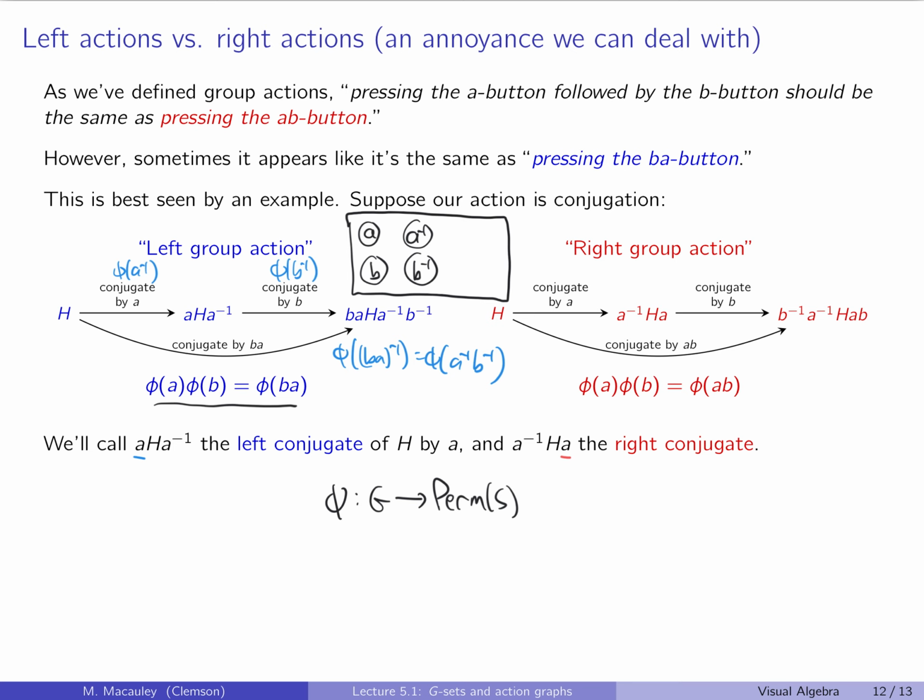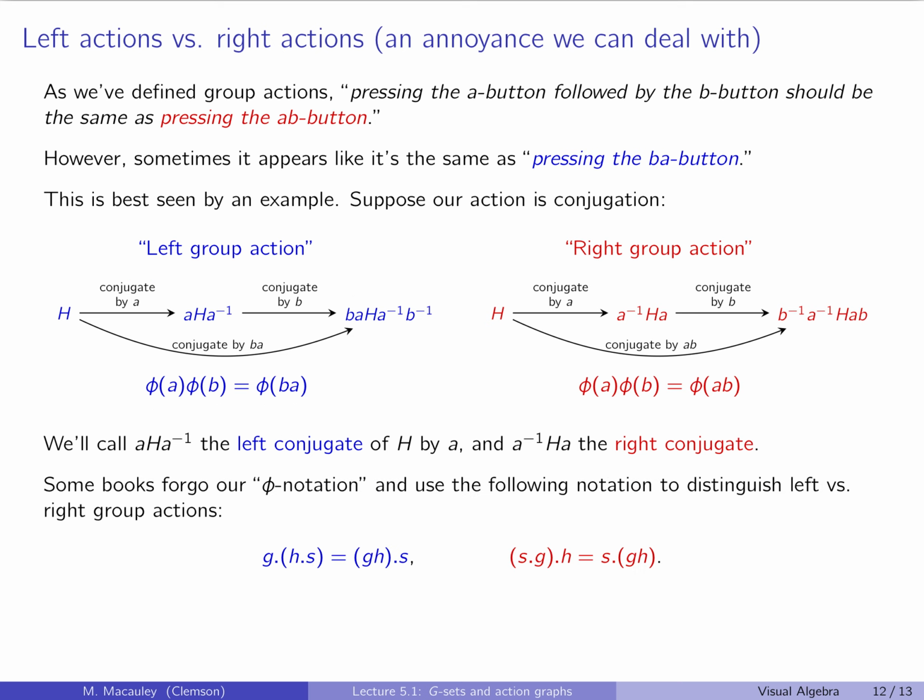More on this in a couple of lectures. I want to finish this lecture by mentioning that some books actually forego our notation using phi, the homomorphism, and use a different notation to distinguish left versus right group actions. This is arguably notationally simpler, but I think that it hides some of the ideas of what an action really is, especially what the homomorphism property really tells you about pressing buttons in the switchboard.